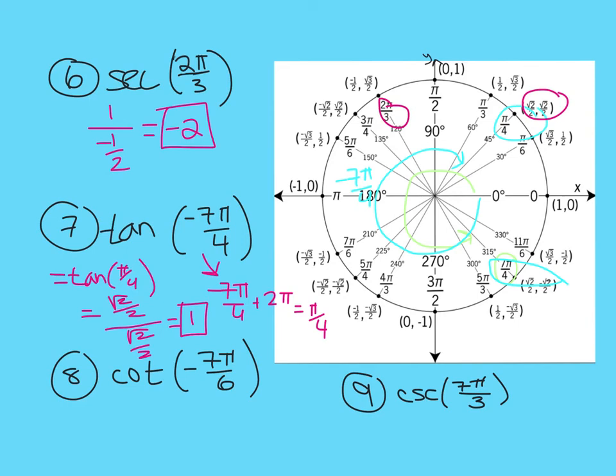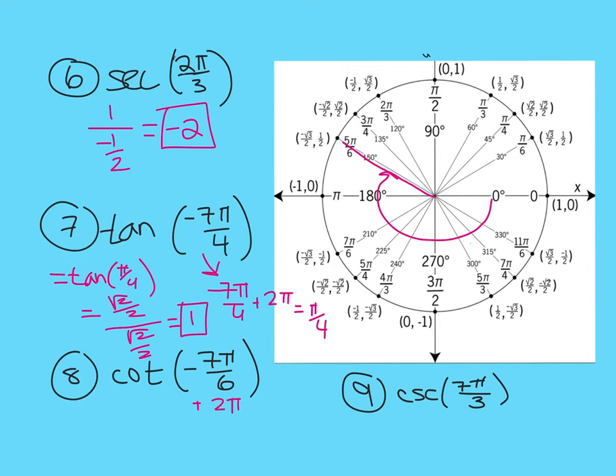For number 8, I have cotangent of negative 7 pi over 6. Go ahead, pause, and try this one on your own. So for this one, negative 7 pi over 6, there's going to be 2 ways to do this. You can either draw the angle, and it's going to look like that, or you can find a coterminal angle by adding 2 pi. If you add 2 pi, you get 5 pi over 6. So either one is going to work.